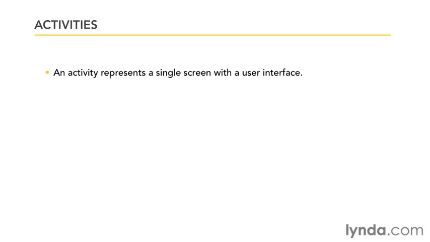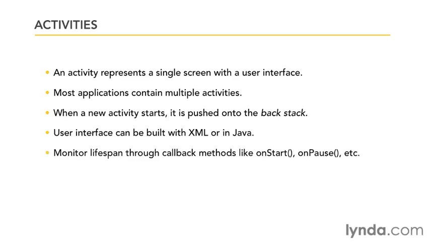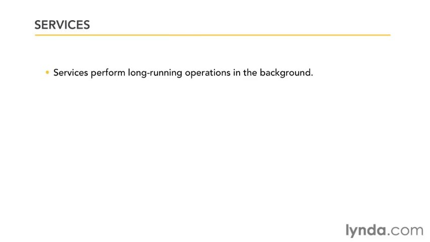In Java. Now, definitely the recommended approach, the one we're going to be focusing on most in this course, is to build the UI in XML because it gives you a nice separation of UI code and Java code logic. Now you can monitor the lifespan of an activity through a variety of callback methods, such as onStart, onPause. So you can respond to these methods to do certain things when these things happen in an activity. Services are what you use to perform long-running operations in the background.